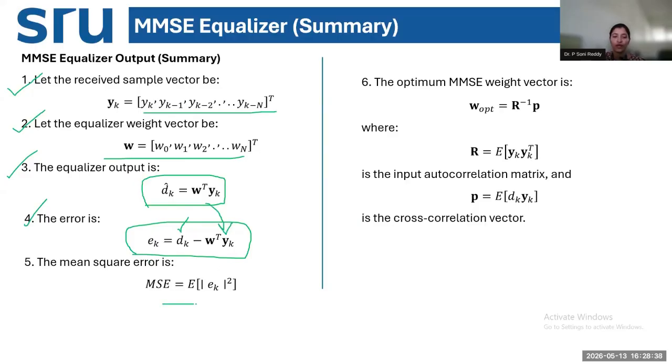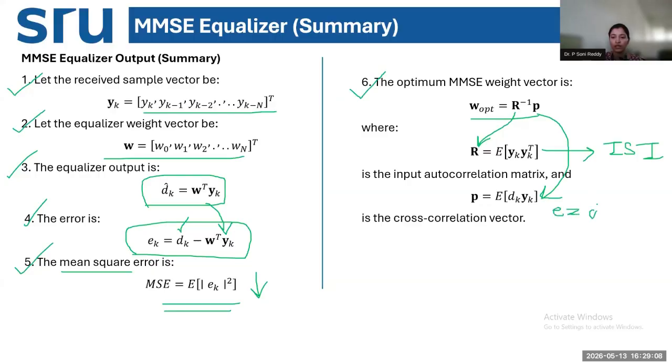So this amount of error being generated, we will calculate the mean square value of this error and we will try to minimize this error by using the optimization formula, which is this. Two factors of this optimization formula are autocorrelation and cross-correlation. Autocorrelation means the amount of ISI in the output signal, and cross-correlation means the difference between the transmitted signal and the regenerated signal, that is your output at the equalizer.